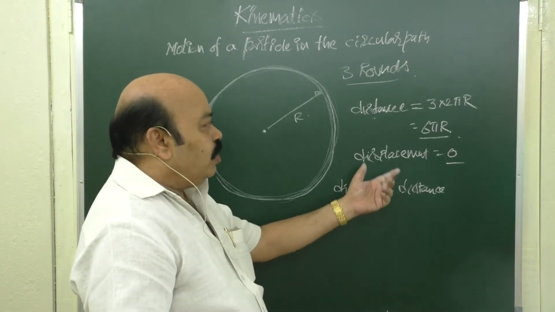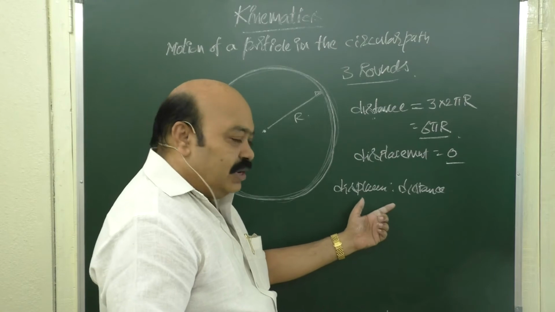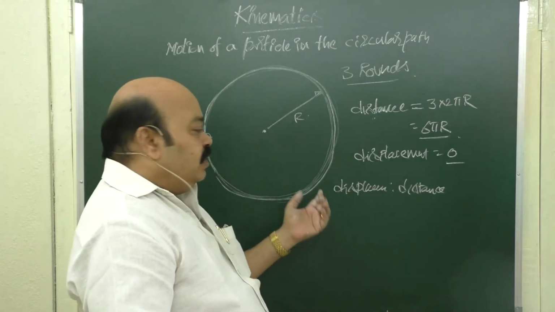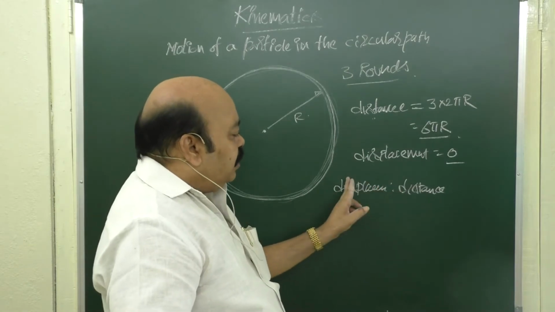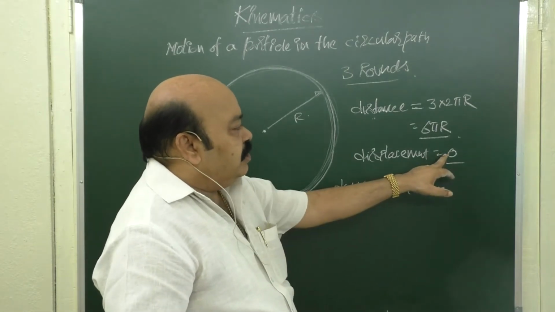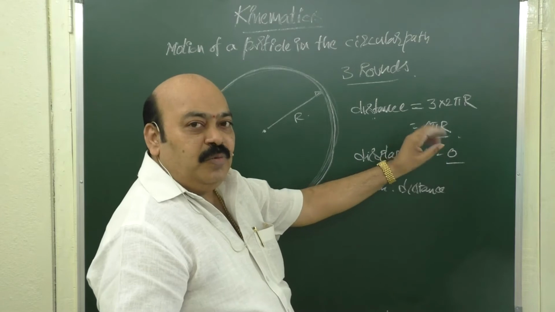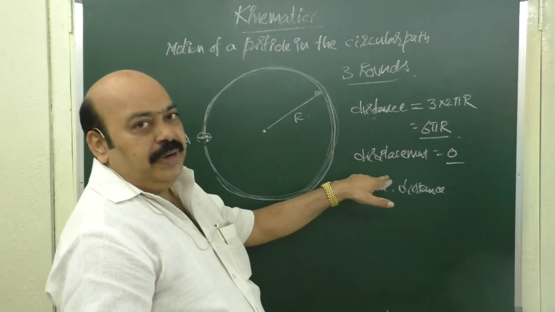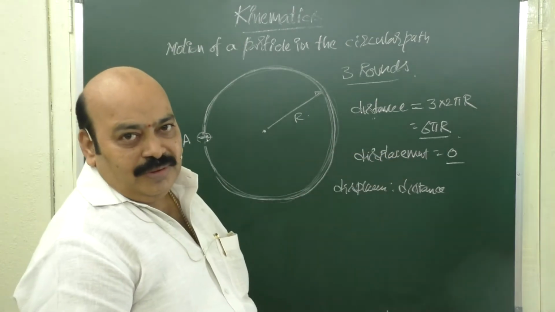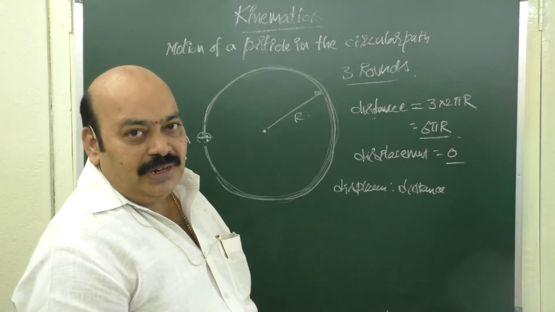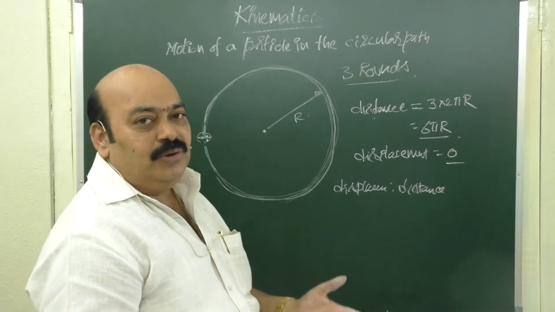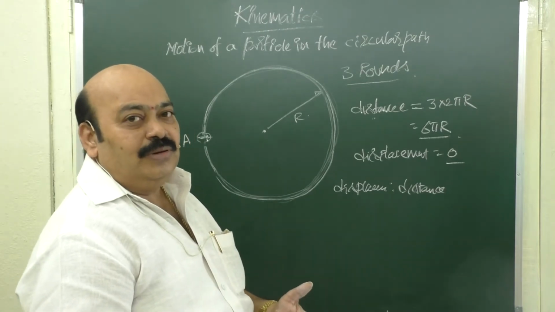What is the ratio of displacement to distance now? What is the ratio of distance to displacement now? If it is displacement by distance, displacement is 0, 0 by 6 pi r, 0 by anything is equal to 0. If it is distance to displacement, something by 0. Something by 0 is infinity. Okay? Are you satisfied? 0 by anything is equal to 0. Anything by 0 is equal to infinity.